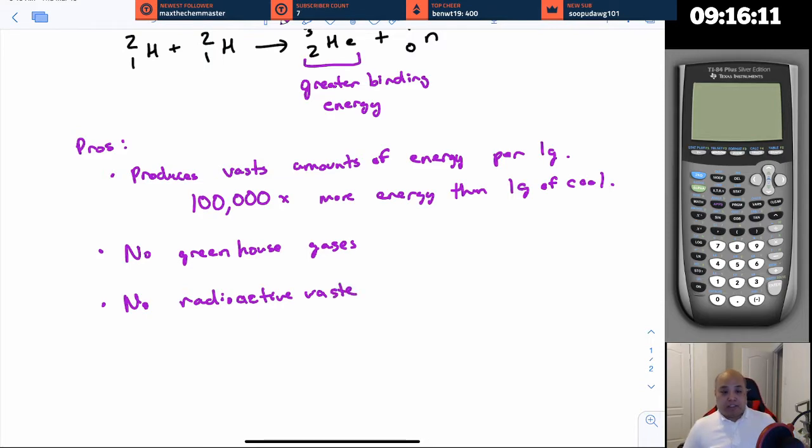No radioactive waste, right? Nothing that's going to be decaying and releasing radiation and forming harmful chemicals. But the problem is that we can't harness it. So in theory, it's wonderful, and it's a great form of clean energy, but we're unable to harness it right now. And so right now, it's just kind of a pipe dream.